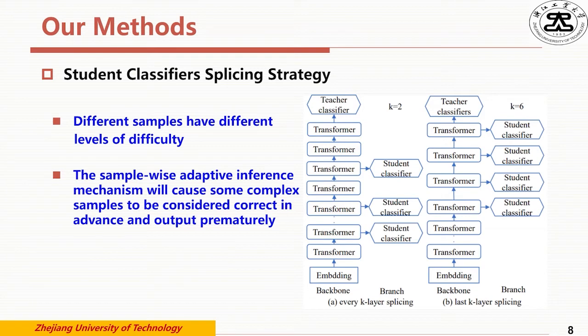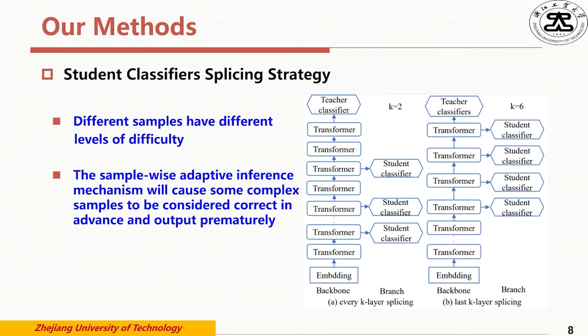The second is the student classifiers splicing strategy. Previous research directly spliced a student classifier behind each transformer layer without considering the complexity of different task tokens. In the process of adaptive inference, the model can exchange accuracy for higher efficiency. However, in some experiments, the loss of accuracy is too large.